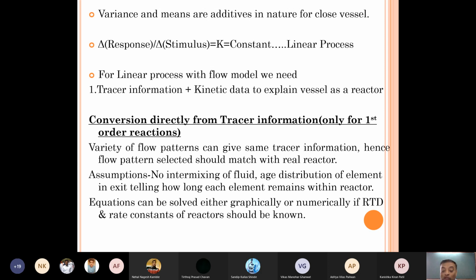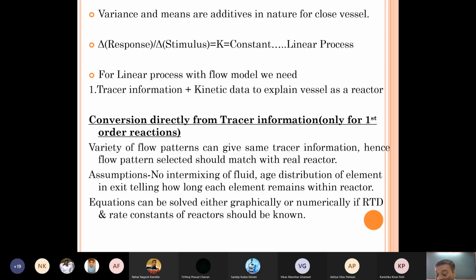And in stimulus response method, what we are getting at the end, we are getting concentration time data at different times. As I told in last lecture, at different times, concentration time 0, 5, 10, 15, 20 like that. Okay, what is the concentration of the tracer in exit that we require? That is known as tracer information. Plus we require kinetic data.